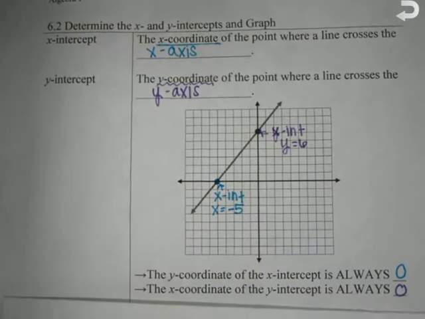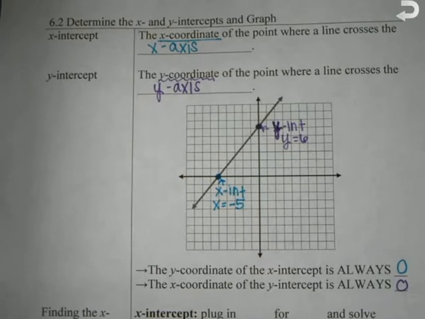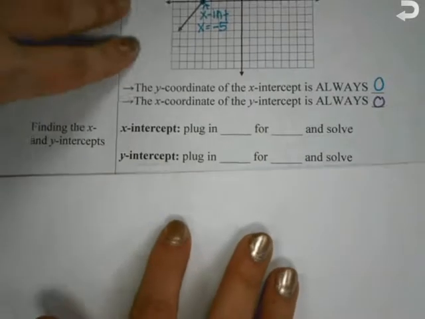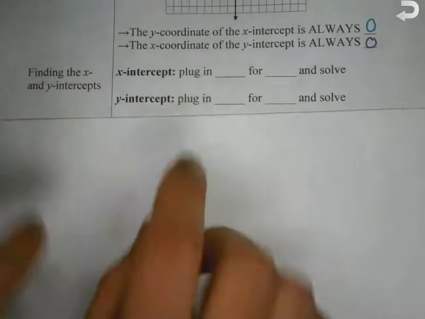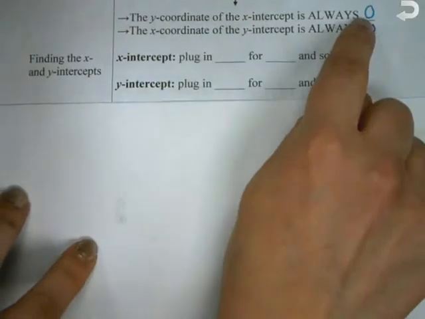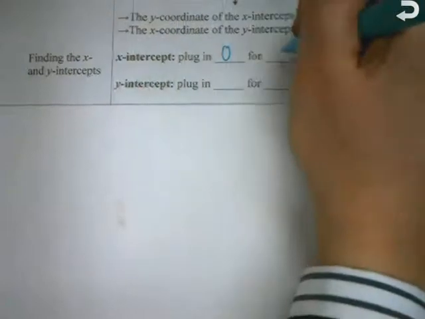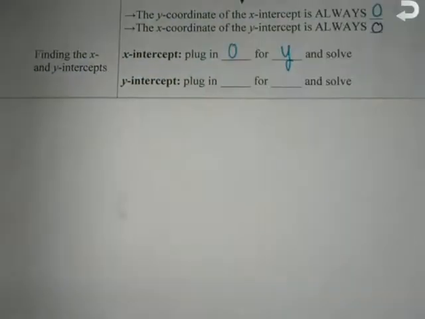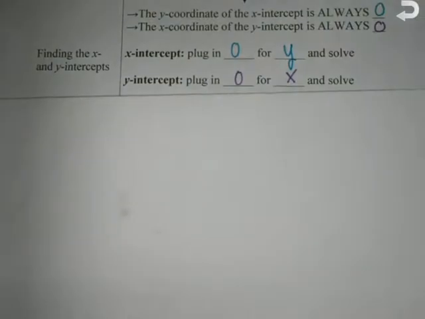Okay, so how do we find the x and y intercepts? Because we know that the y-coordinate of the x-intercept is always 0, to find the x-intercept we plug in 0 for y and solve. So if we're looking for the x-intercept, we replace y with 0. If we're looking for the y-intercept, we plug in 0 for x. So we plug in 0 for the opposite one. Whichever one we are not looking for, we plug in 0.